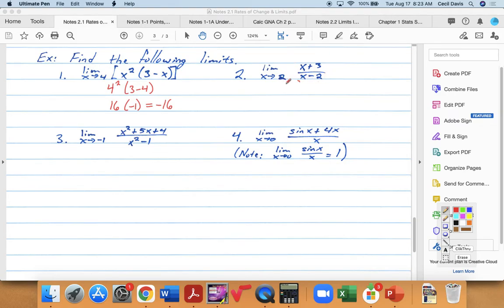Here, we want the limit as x approaches 2 of x plus 3 over x minus 2. Well, if we do that and we just substitute in directly, we get 5 over 0, right? Bad. That's bad. And the question becomes, does this limit exist or not? It turns out that this limit does not exist. So the way that we write this is DNE.